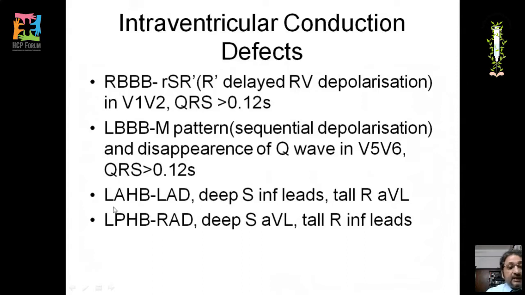Now, left anterior hemiblock, I explained why there should be a left axis deviation. Since the impulse is going through the posterior fascicle towards the left side, obviously there will be a tall R wave in the lateral leads, and since it's going away from the inferior leads, there will be a deep S wave in the inferior leads. In left posterior hemiblock, again, I've explained why there is right axis deviation. The opposite will occur, the deep S wave in lateral leads and tall R in the inferior leads, because now the impulse through the anterior fascicle is going towards the inferior leads.